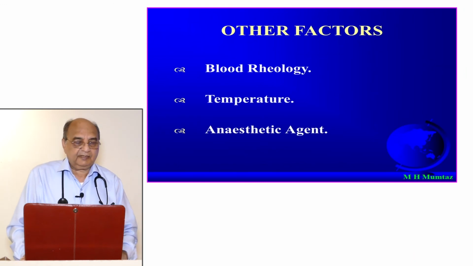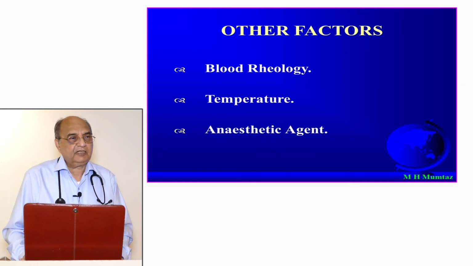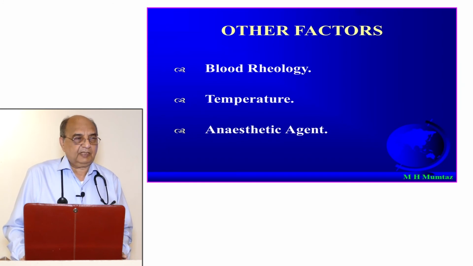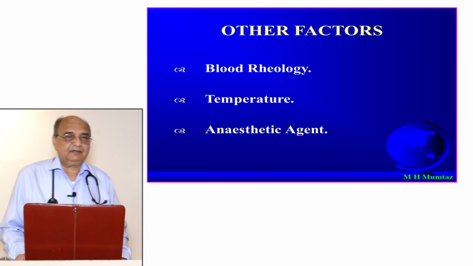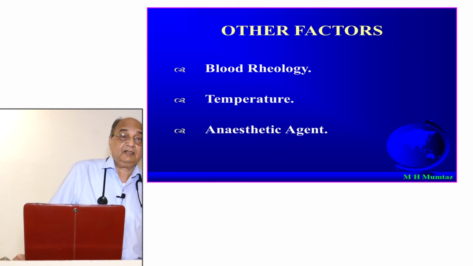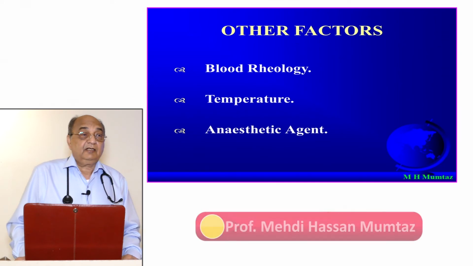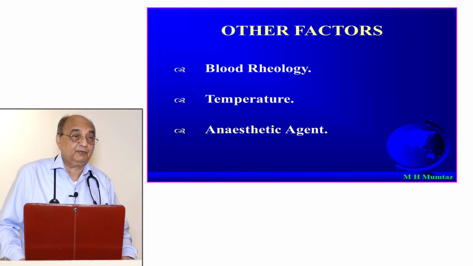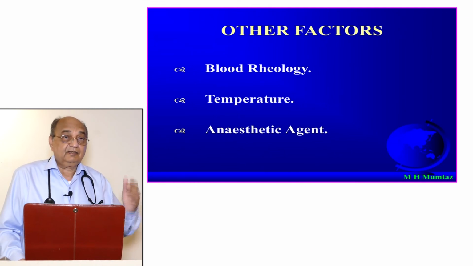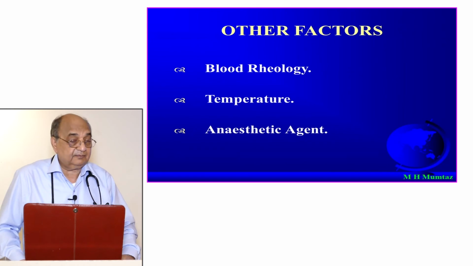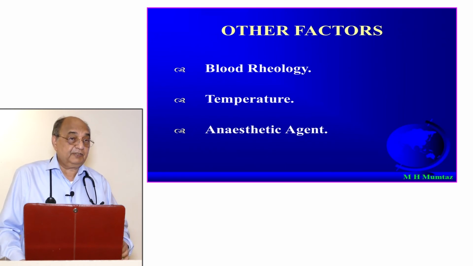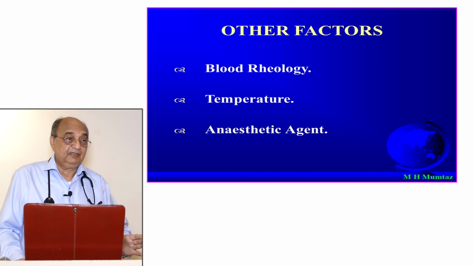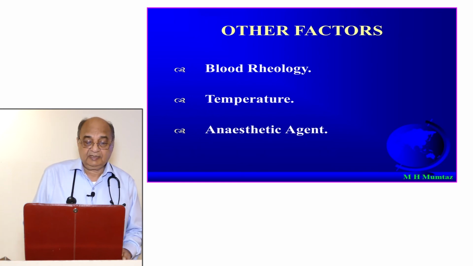Then we went to blood rheology. If the blood is thick, less blood will be going to the brain. And if the temperature increases, it will increase the blood flow to the brain. And for anesthetic agents, there are two types, intravenous anesthetic agents and inhalation anesthetic agents. Intravenous anesthetic agents decrease the cerebral blood flow, so that's why they decrease the ICP. But inhalation anesthetic agents cause vasodilatation. They increase the cerebral blood flow and they increase the ICP. These six factors should be kept in mind when you are anesthetizing these patients.